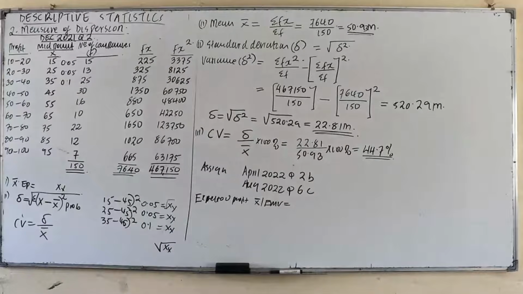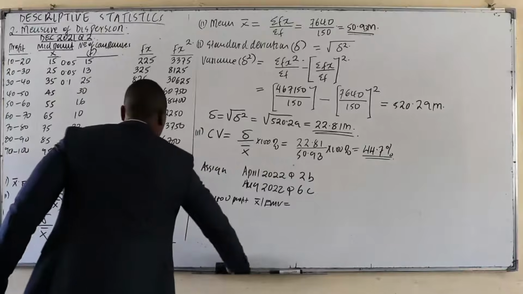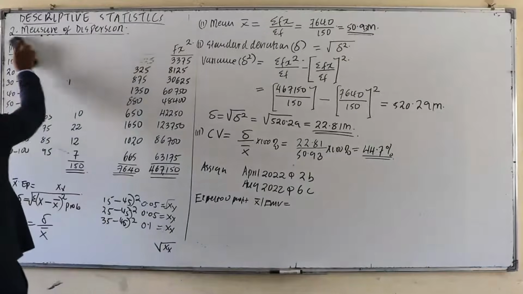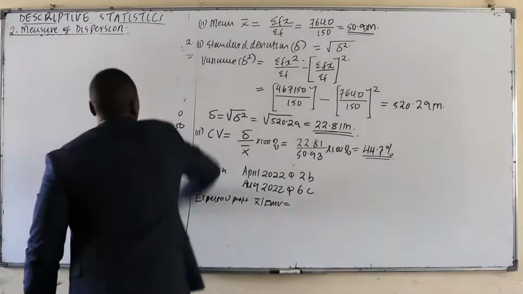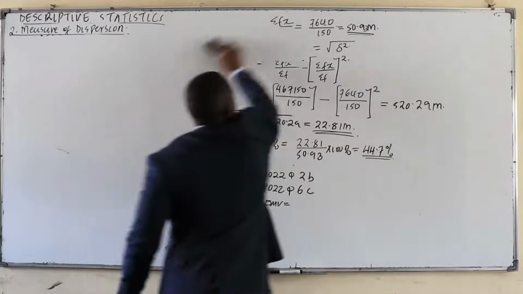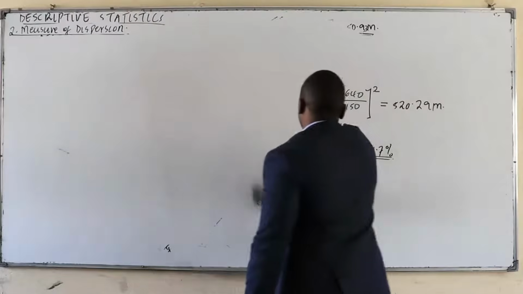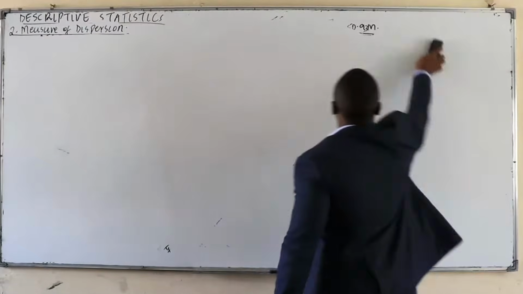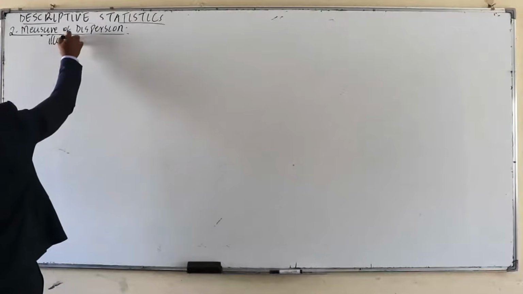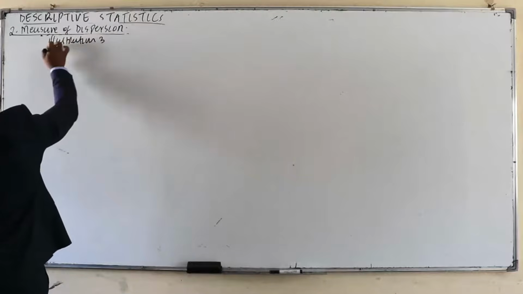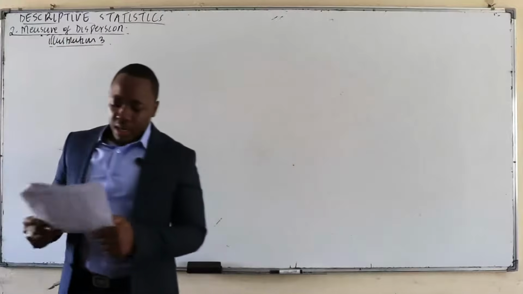So let's do another illustration in our notes. Let's go back to our notes. After April 2022, question 2B, there was another illustration, illustration 3 in your notes, where you have some missing information. How do we evaluate it? Illustration 3.